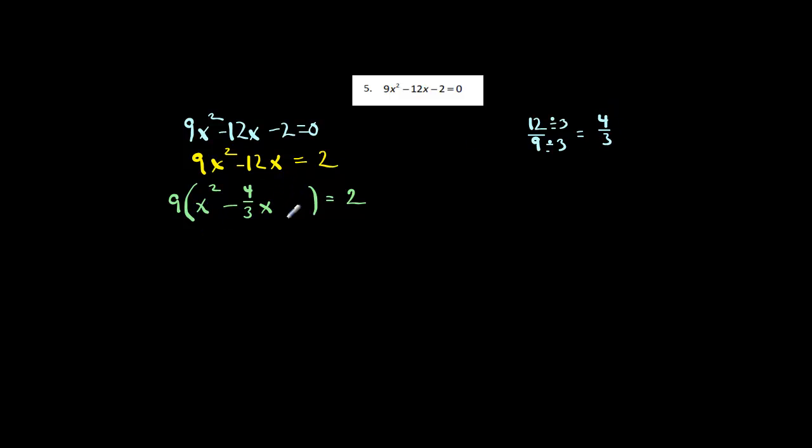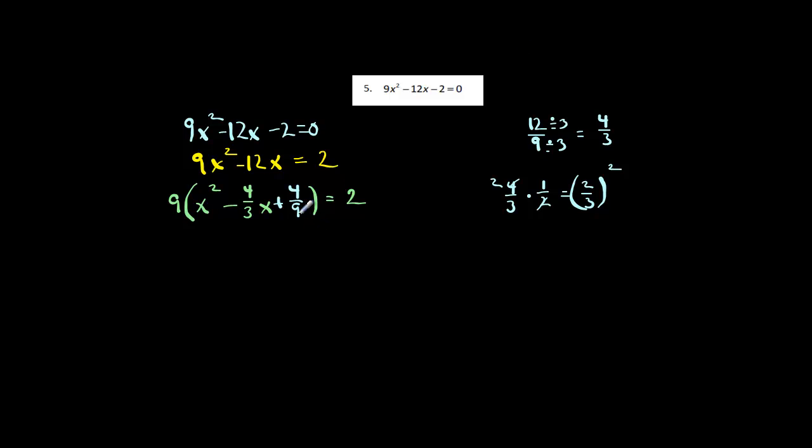So now we leave a space in here. So we take half of this, which is 4/6 or 2/3. Because when you take half of 4/3, the 2 and the 4 cancel. So you get 2/3. So you take half of this and you square it. So I'm going to square 2/3. You get 4 ninths. So you put that inside here.